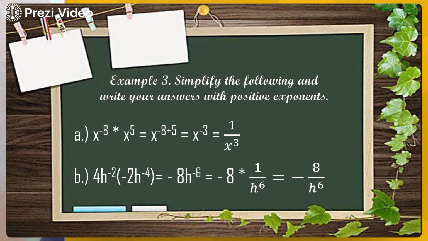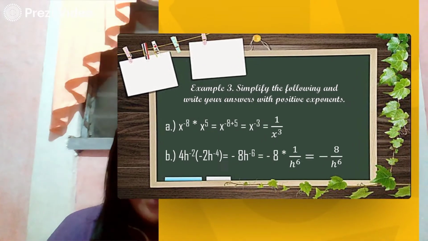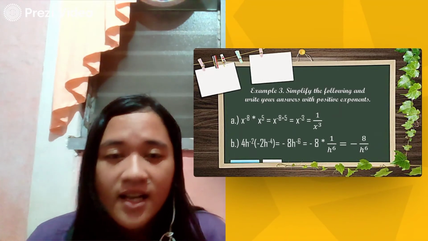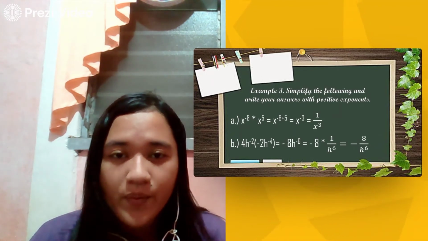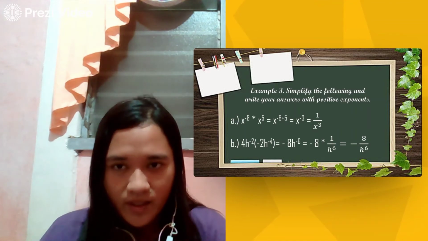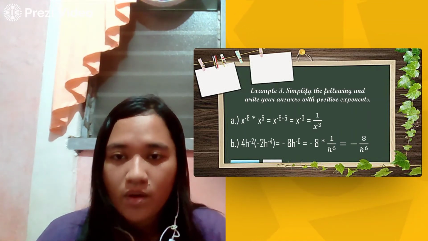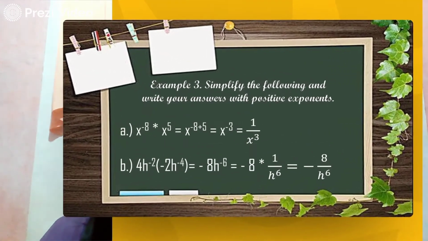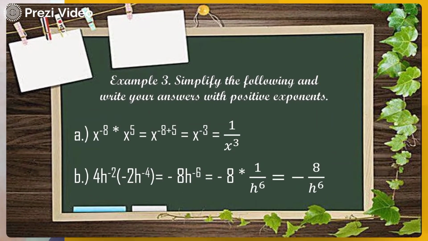To explore more, we will apply the zero and negative exponent. In example number 3, simplify the following and write your answers with positive exponents. Letter A: first, we have x raised to negative 8, times x raised to 5.